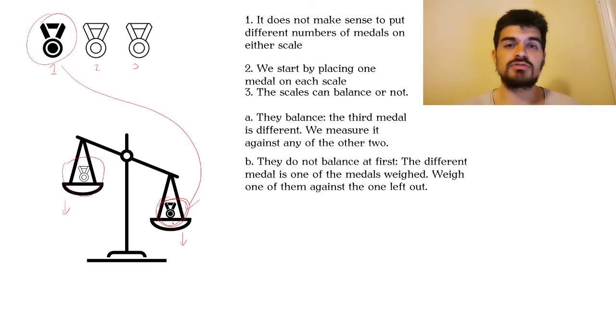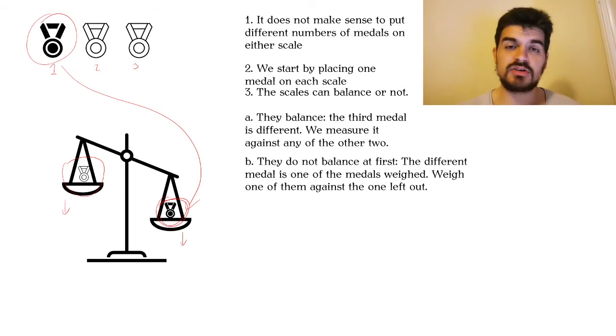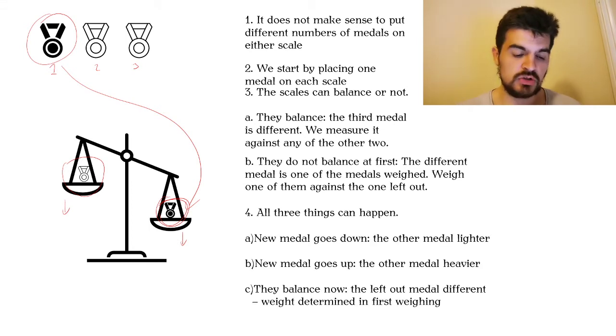So we have to somehow compare the one that we left out with one of those 2, right? So we just pick one of those at random, and we measure the third medal that we didn't measure before against one of those 2, and all 3 things can actually happen. New medal goes down.